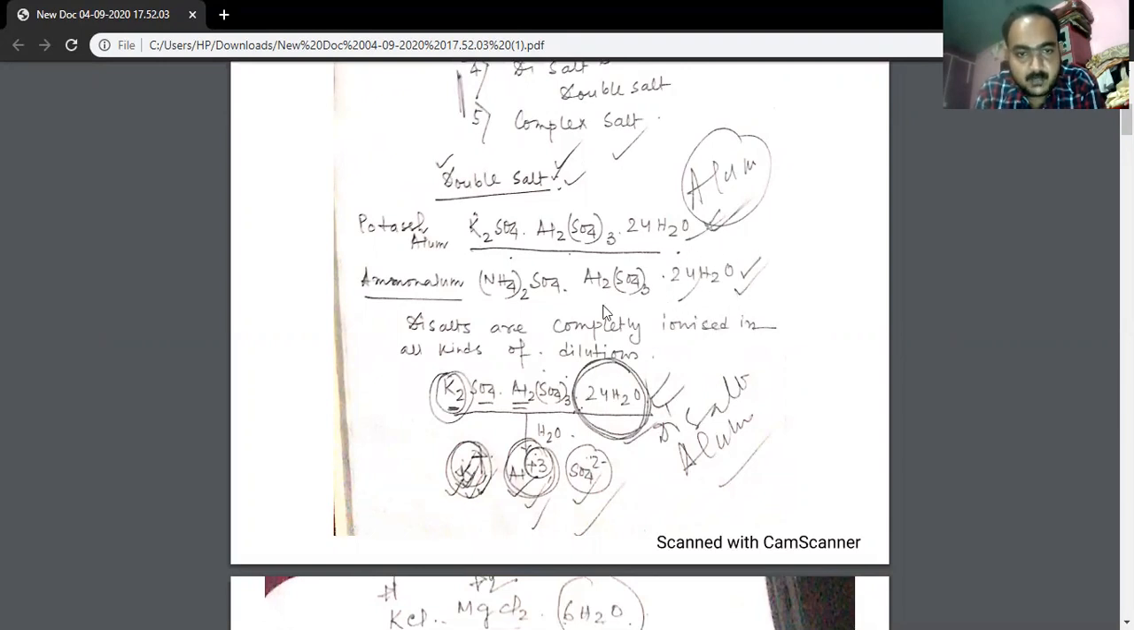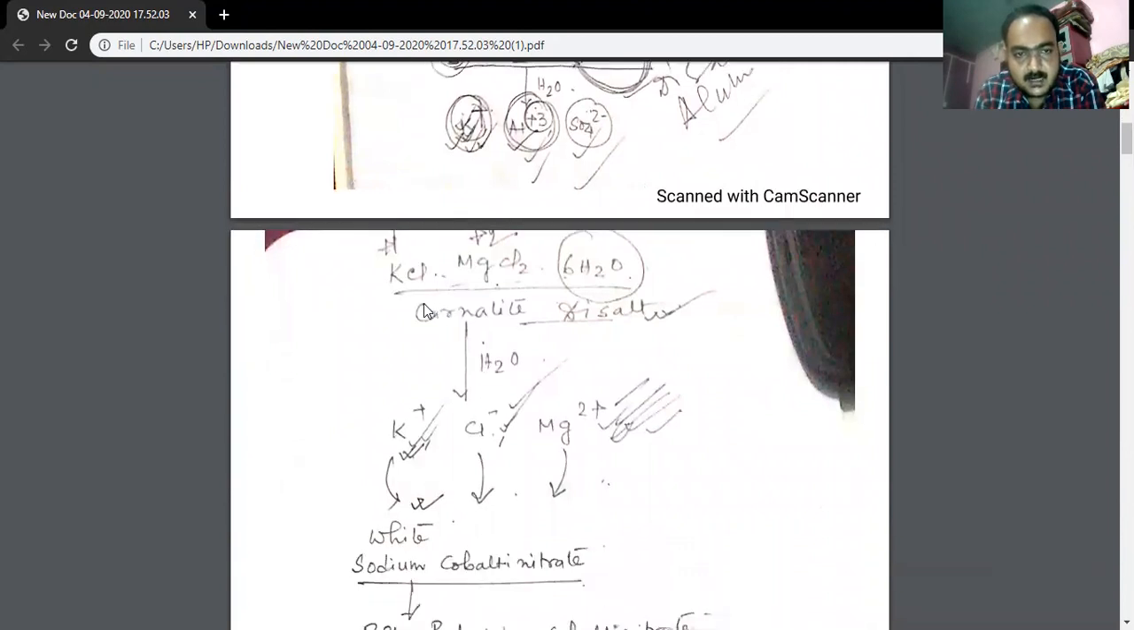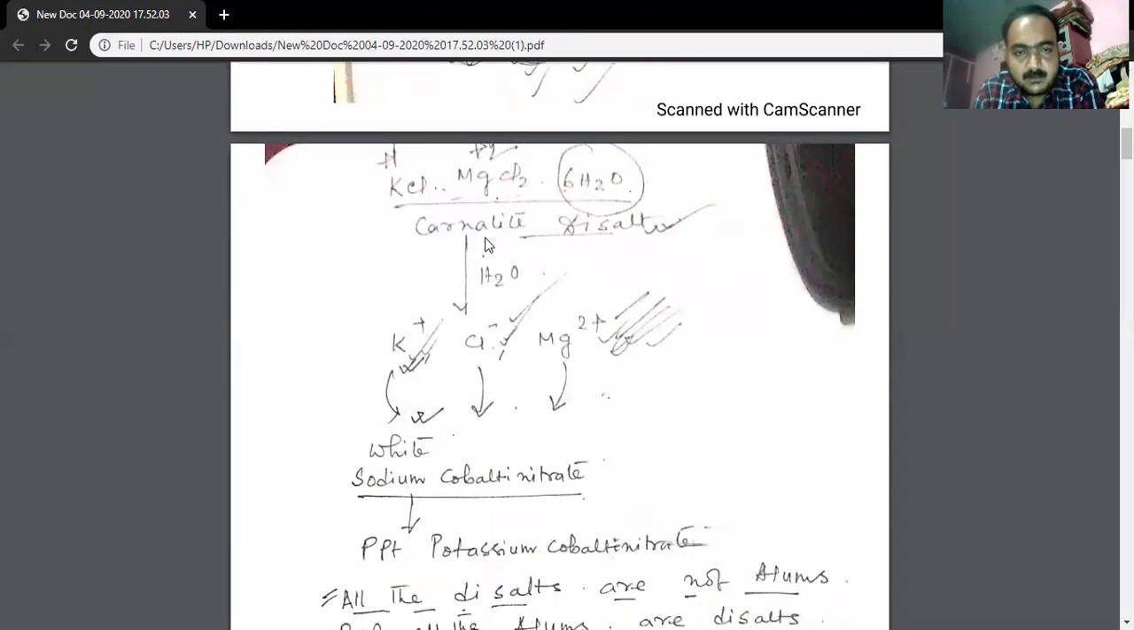Now you can see another example of a double salt, that is carnallite, KCl.MgCl2.6H2O. This is used as a major ore of potassium and magnesium. Whenever you add H2O to carnallite, it will break into K+, Cl- and Mg2+. But how can we know that it has been broken into K+, Cl- and Mg2+?